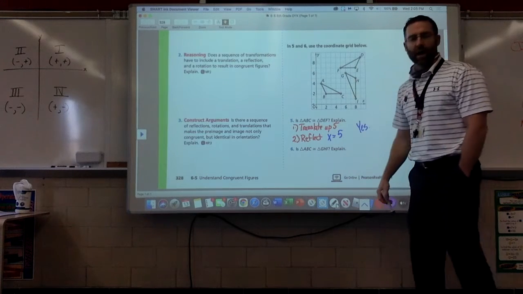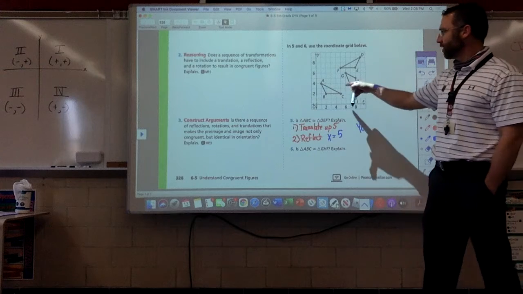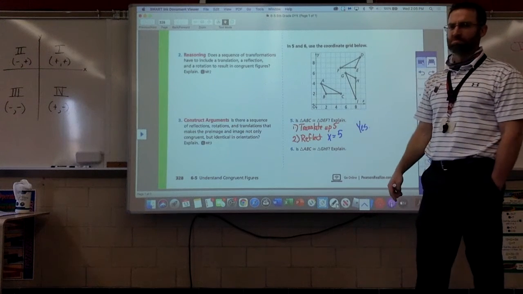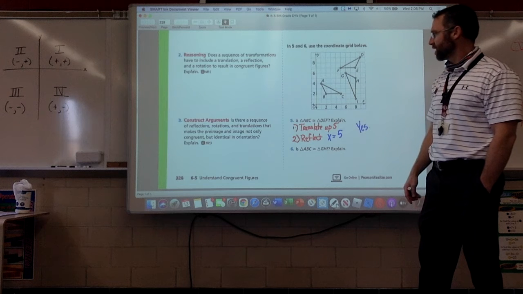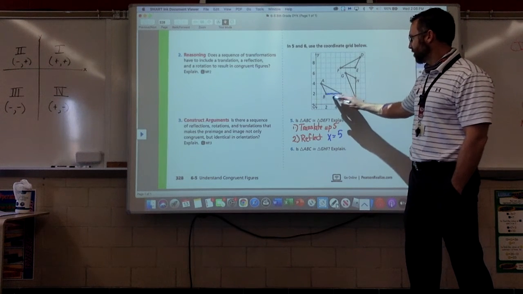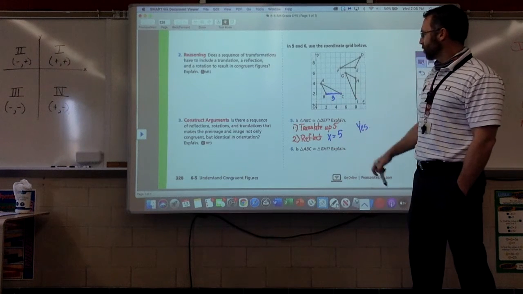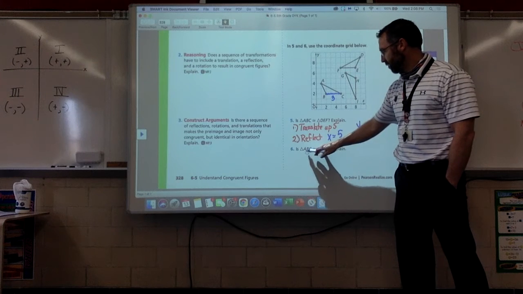Do we even need to do that? Do I need to waste my time trying to show? Or can we look at this and see some side lengths here? Look at side BC. How many squares is that side? BC is a 3. Now, what would be the corresponding side to side BC? Just look at the name.